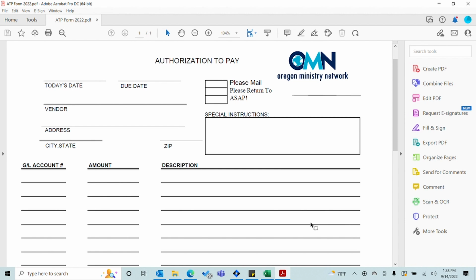If you want your Synergy bookkeeper to send out a paper check on your behalf, you would just fill out this form and put it in the to be processed Dropbox folder, and your Synergy bookkeeper will take care of it from there.